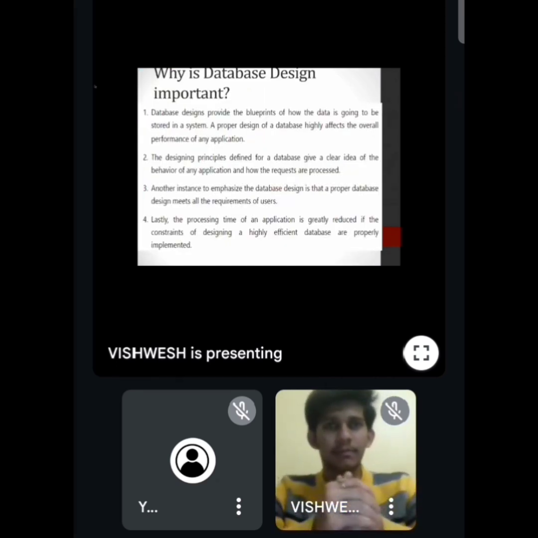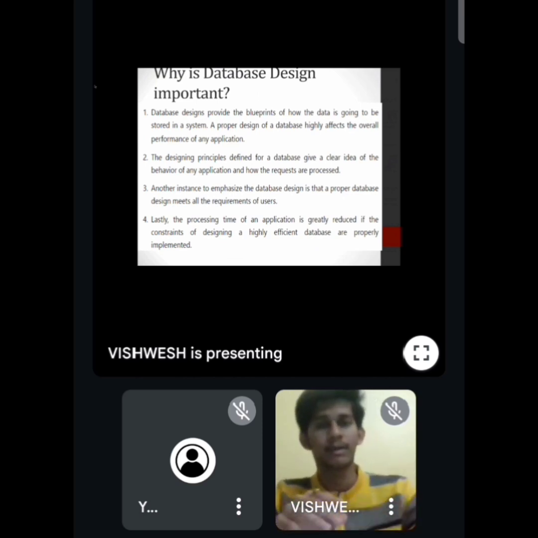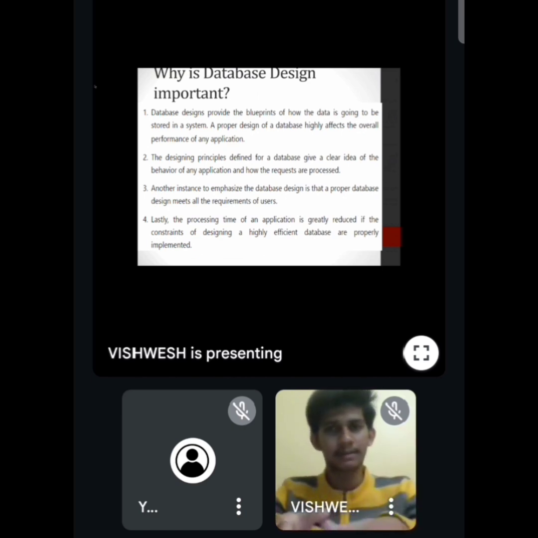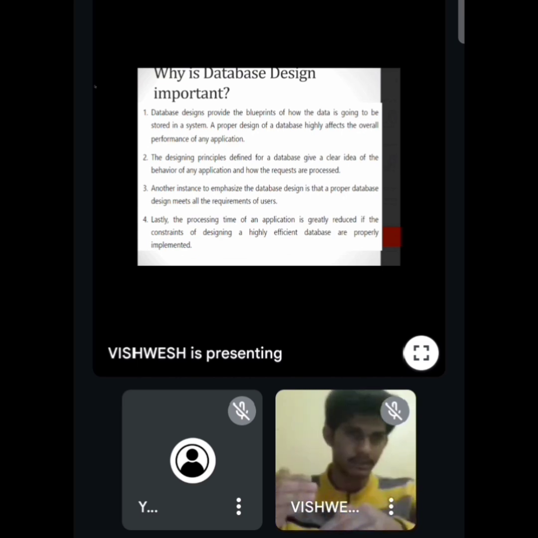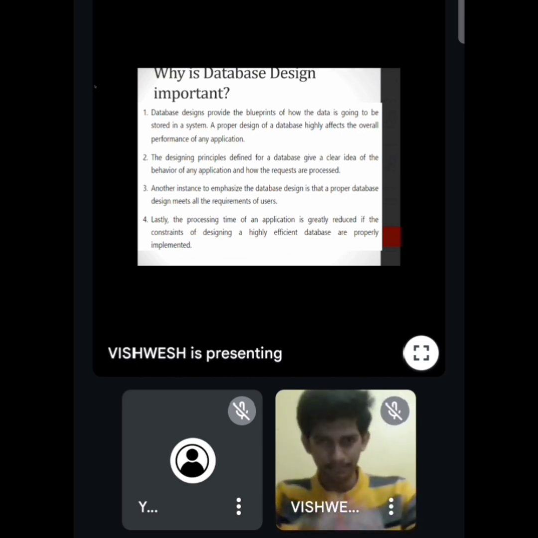Next topic is, why is database design important? Database design provides us some kind of blueprint of how the data is going to be stored in the system. A proper design of a database highly affects the overall performance of any application. The design principles defined for a database give a clear idea of the behavior of any application and how the requests are processed. Another reason to emphasize database design is that proper database design meets all the requirements of the user.